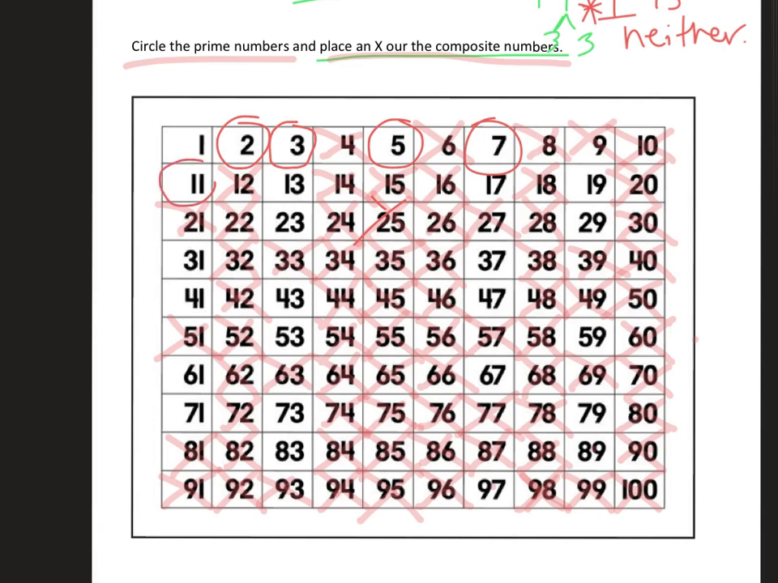11 is prime, so we're going to circle it. 1 times 11 is 11. There are no other factors of 11. Multiples of 11 are kind of easy to work with. 22 is already crossed out. Notice this diagonal. 22, 33, 44, 55, 66, 77, 88, 99. So all the multiples of 11 are already crossed out for us. They were all divisible by something else as well.